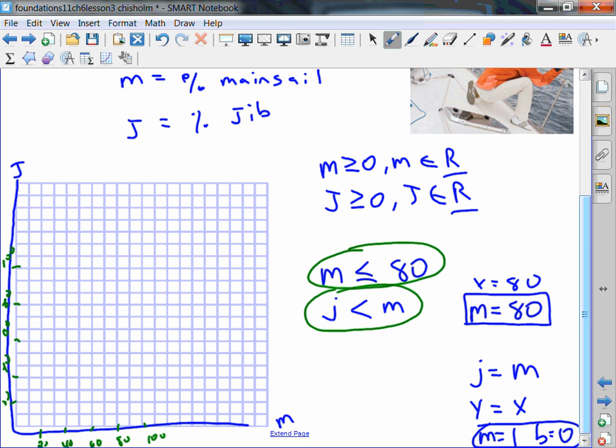So for the first one, M is less than or equal to 80. Like I said, it's going to be a vertical line, and it's going to be solid green. We're getting good at this now, so I can move a little quicker as long as I make it.